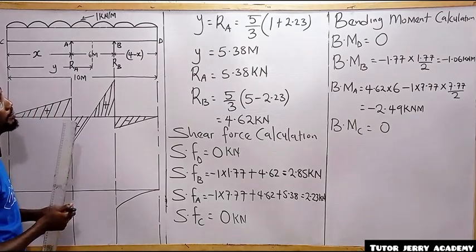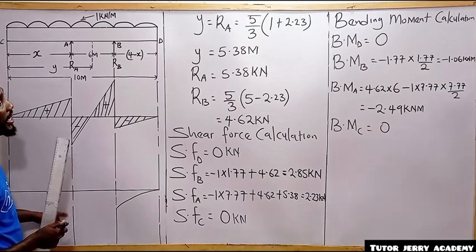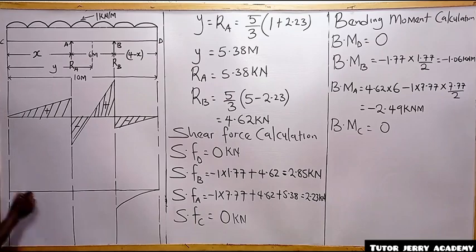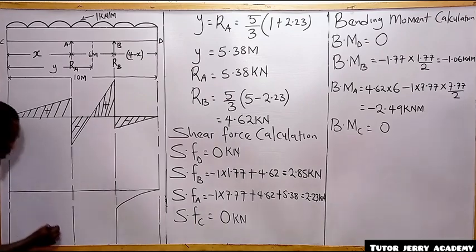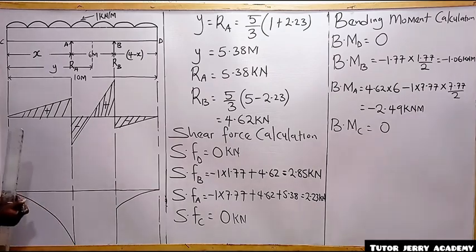So at point A, we have negative 2 point something. Let's take this point here to be negative 2 point something. And at point C, we have 0. So again, you join this. This is what you are going to have.